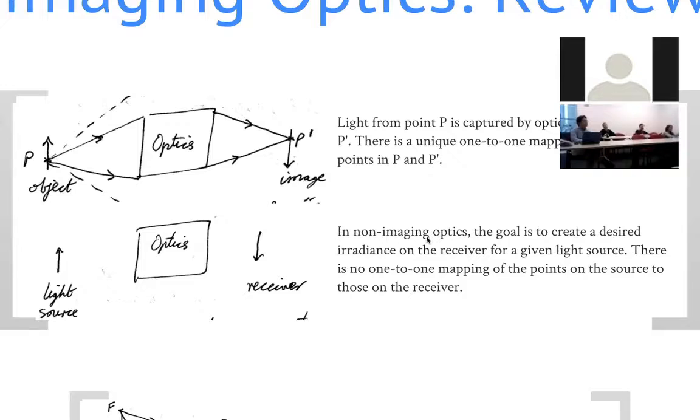So in non-imaging optics, just to summarize, the goal is to create a desired irradiance on the receiver for a given light source. There is no one-to-one mapping of the points on the source to those on the receiver. And this will become clearer as we go along.